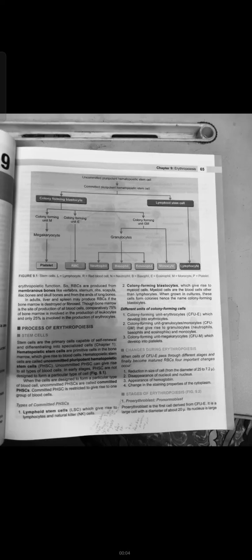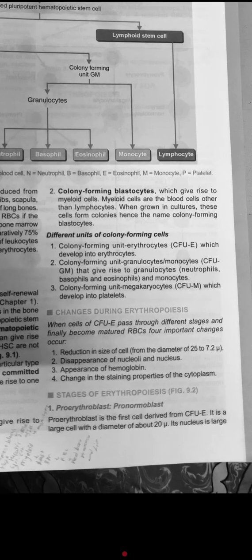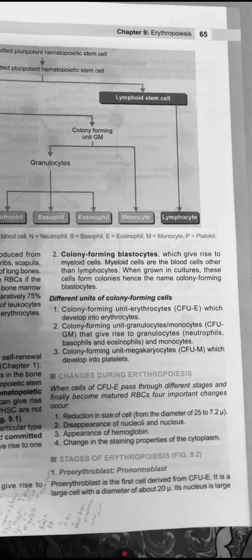Today is the third lecture of erythropoiesis. Now we are going to see the stages of erythropoiesis. The first stage of erythropoiesis is the pro-erythroblast or pro-normoblast. Pro-erythroblast is the first cell derived from CFU-E.